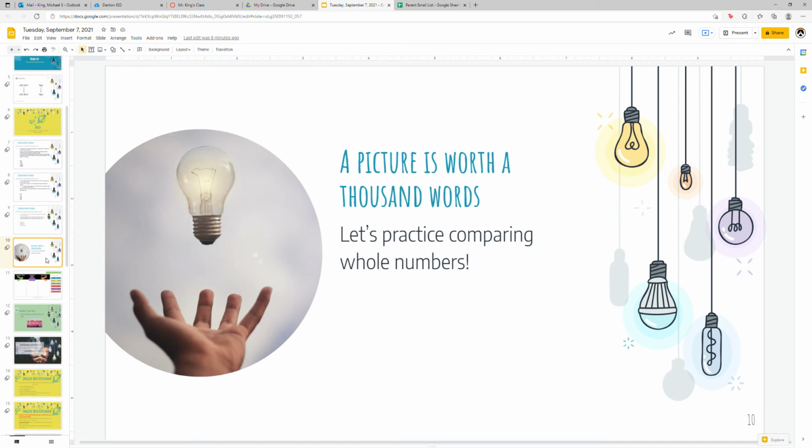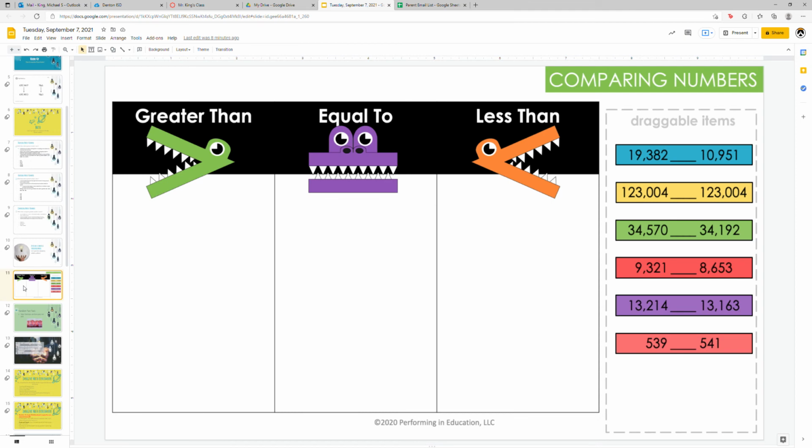So let's practice comparing some numbers. That's a bigger deal for our lesson today. And a picture is worth 1,000 words, right? Let's put this in practice. So on this slide, I have some movable pieces over on the right. I can move those around. We're going to put them in the correct column.